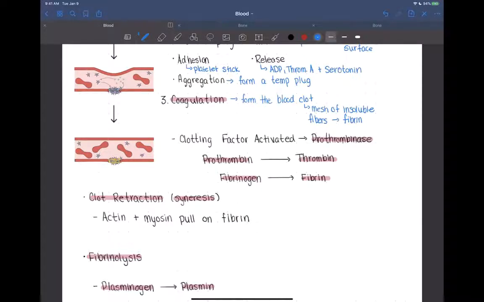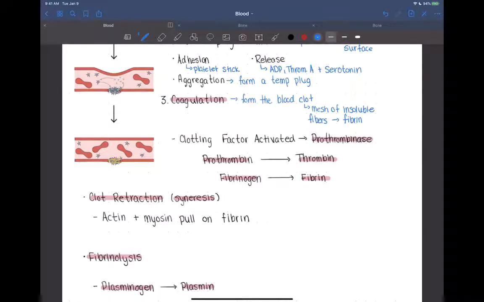Our first step is to activate and form that prothrombinase. It's kind of complicated, and there are a lot of steps. There are two pathways, an extrinsic and an intrinsic pathway. I'm not going to go into all that detail. If you want to read about it, you certainly can in your textbook, but I'm not going to test you on it.